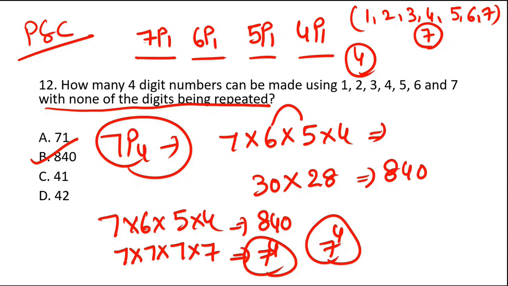The same question, if they say the digits are repeated, so you can take any number in any of the 4 places. There is no condition. Each and every place will have 7 chances equally. So with repetition the answer is 7 power 4, and without repetition 840 is your answer.